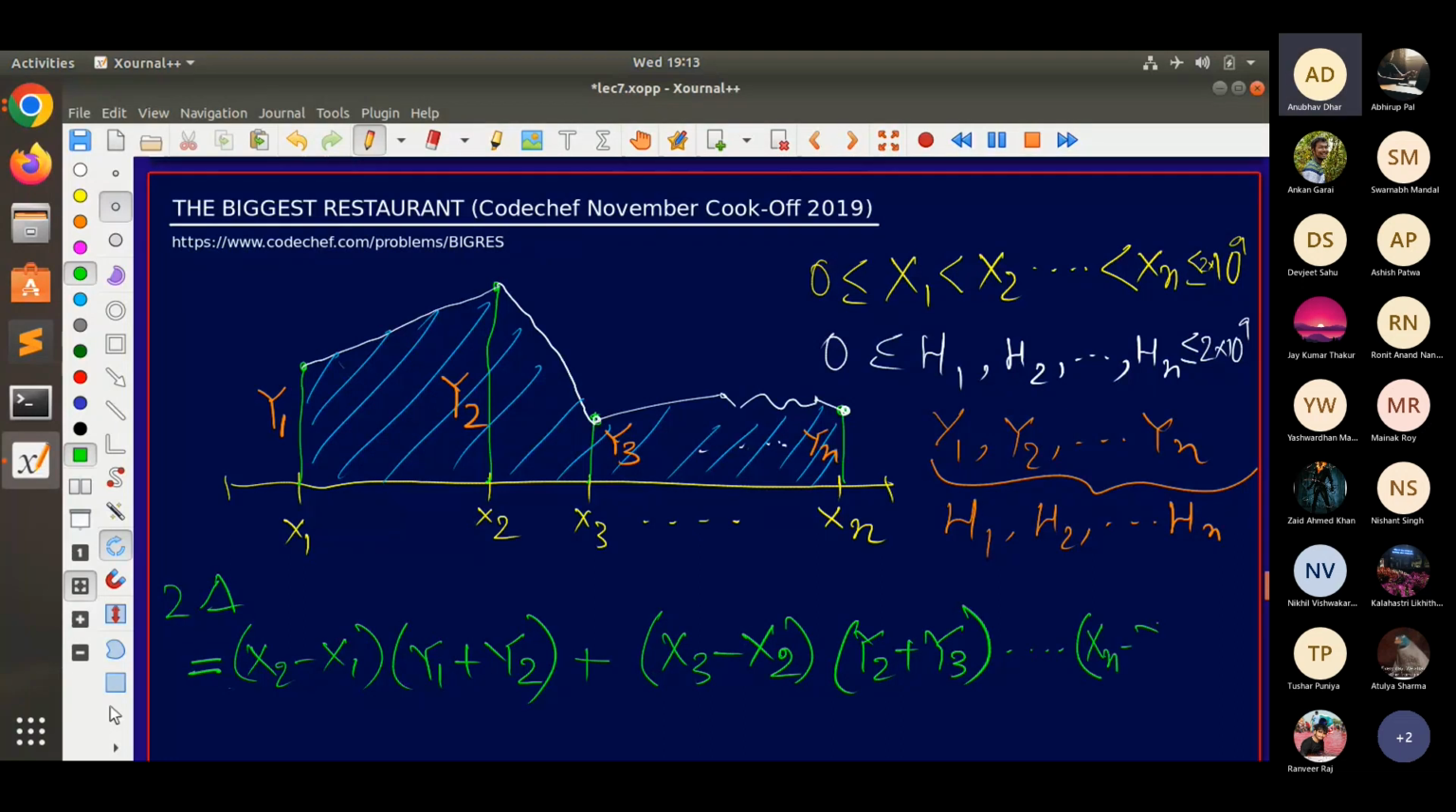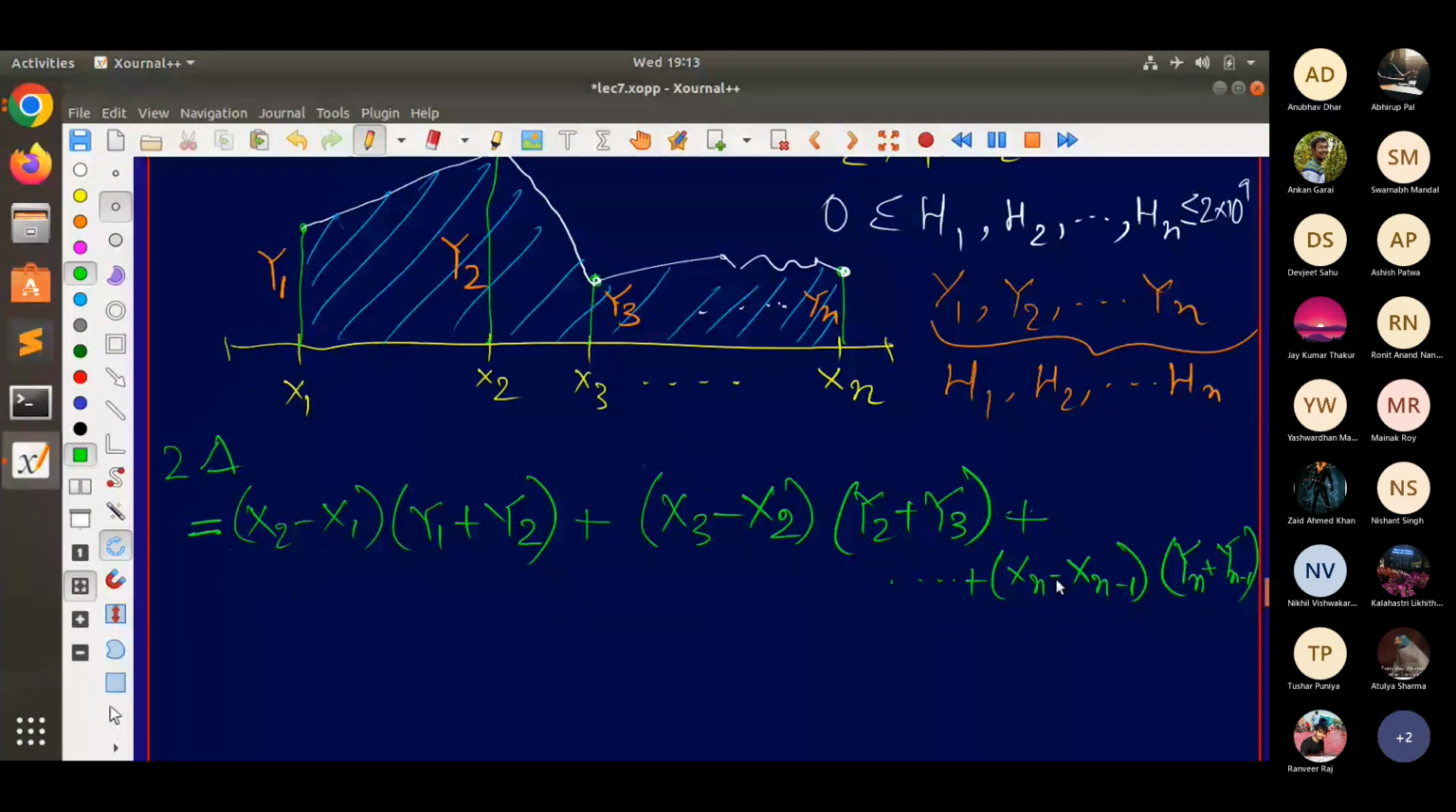xn minus 1 plus, I think I should write it over here, xn minus 1 y, yn plus yn minus 1. Is this part clear? Is there a problem with this part? Anyone?